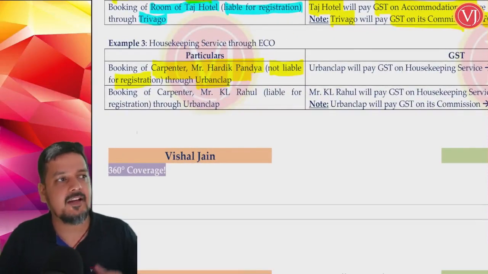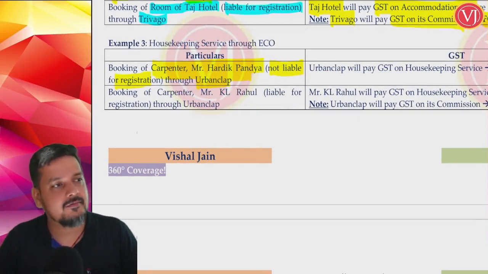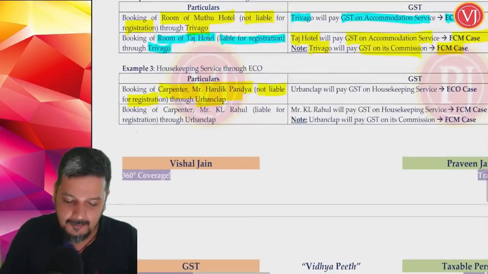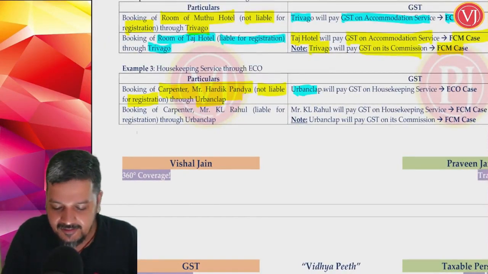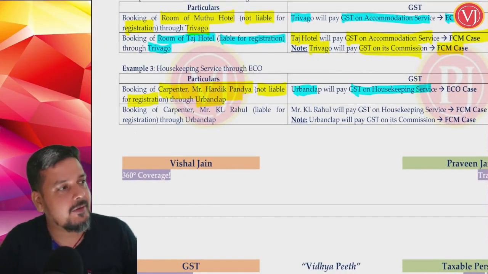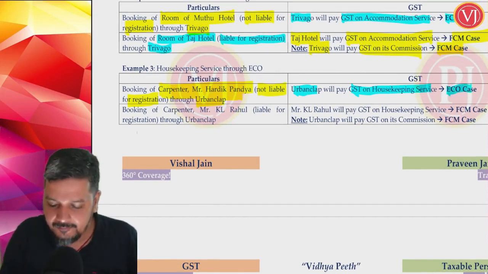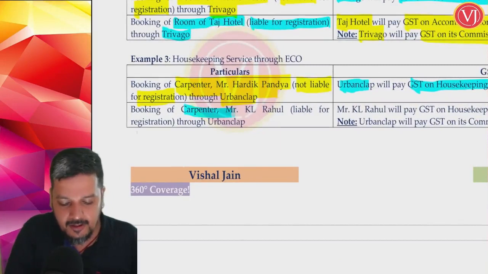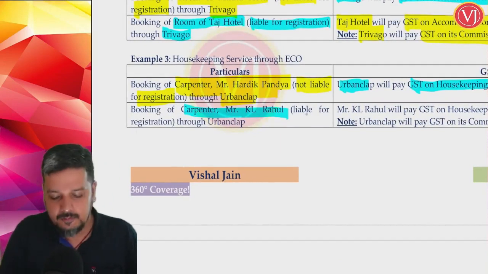Now, whether Hardik Pandya is small or big? Very small. True. Hardik Pandya is very small. What will happen? Urban Club will pay GST on the entire 1000 rupees, carpenting charges, ECO category. But if I change the example and say that you're booking a carpenter KL Rahul, who's liable for registration.